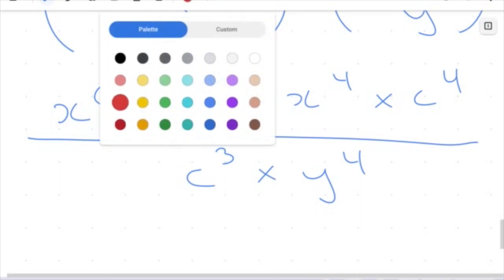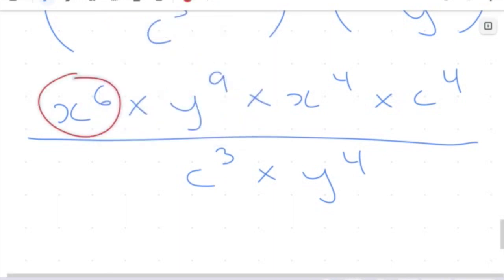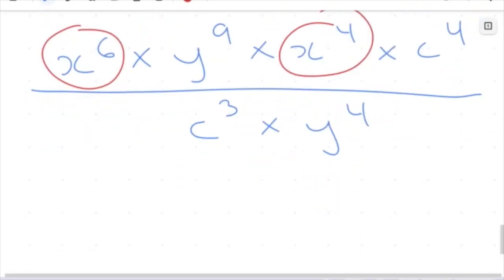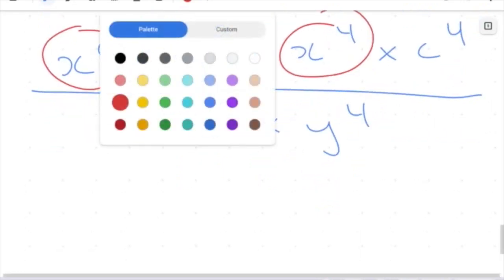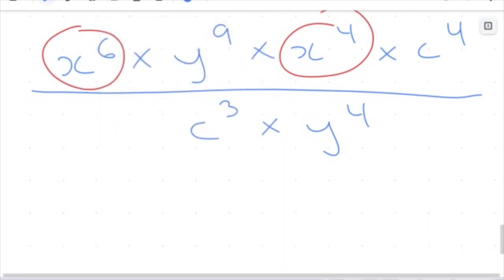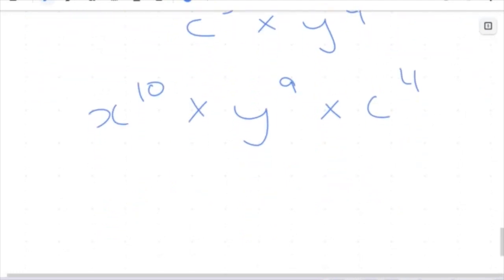And now you can see I have some like indices up the top here. So I can use my index laws to simplify this. I can say, well, x to the power of 6 times x to the power of 4. Remember, when we're multiplying same base indices, we add the powers. Now, I've covered this a lot more in depth before. Please consult those videos if this is new to you. So we get x to the power of 10, and there's nothing more we can do with the y or the c on the numerator.